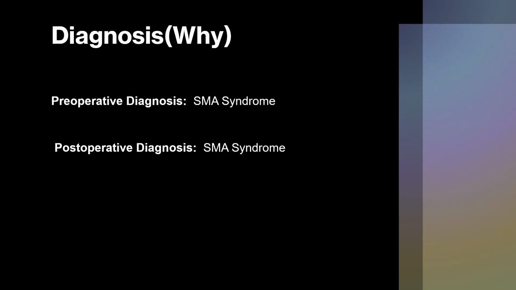First things first, whenever you are coding a surgical or procedural report, you must define why the surgeon is actually performing the surgery or procedure. We do that by defining what our diagnosis is, or our ICD-10-CM code. Our preoperative diagnosis is SMA syndrome, and our postoperative diagnosis is SMA syndrome. As you can see, our pre-op and post-op diagnosis is the same.